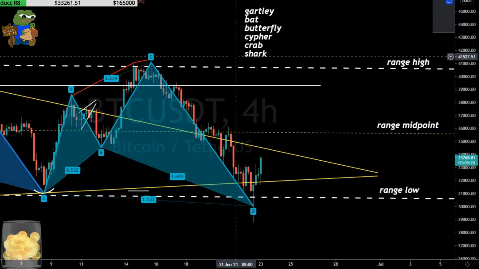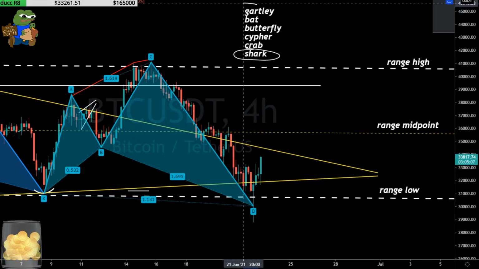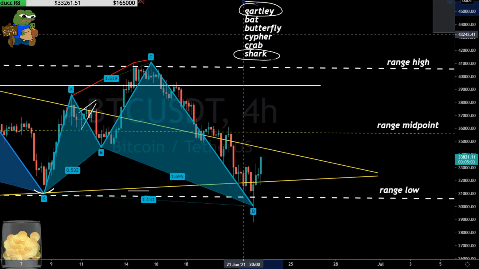But there is that tricky one, which is the shark. Out of all of them, the shark has the most variables in its rules, and the easiest to trade is the Gartley. It's most defined in its rules, okay?